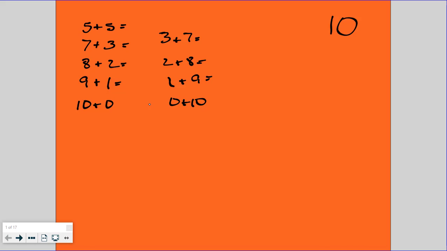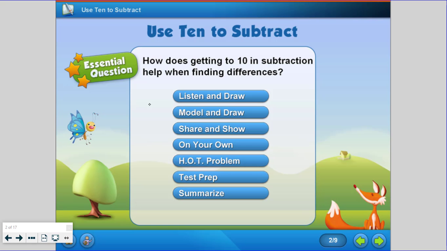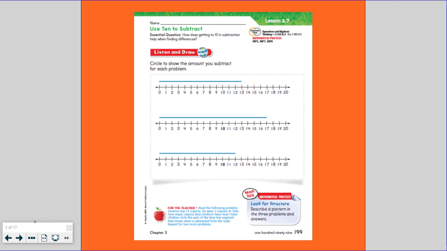Let's go to our next page. So like I was saying, our essential question today is how does getting to 10 in subtraction help when finding differences? So that's what we're going to be exploring today. So we're going to start with our listen and draw.